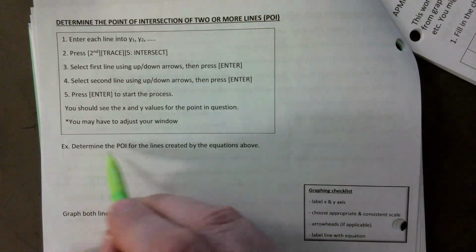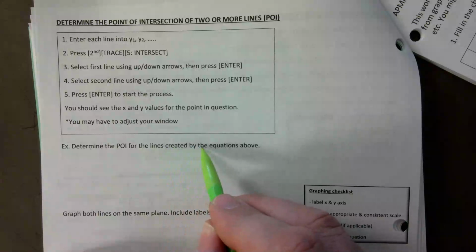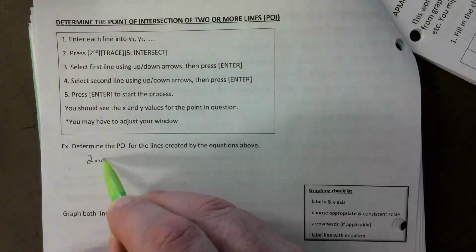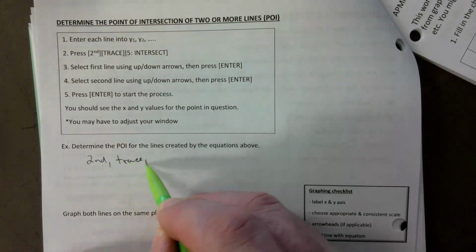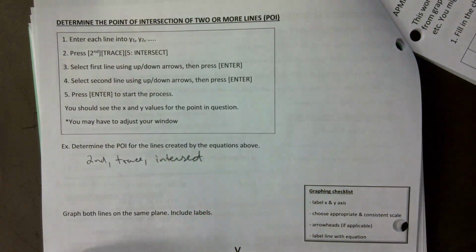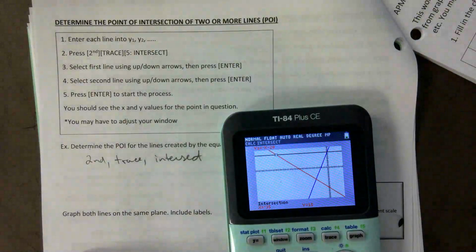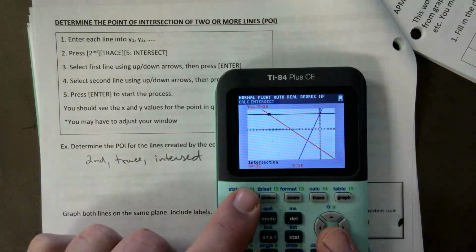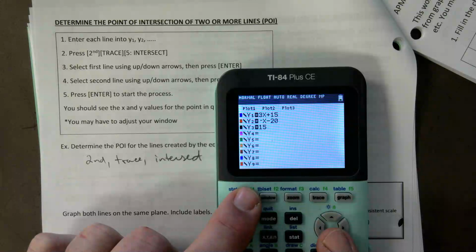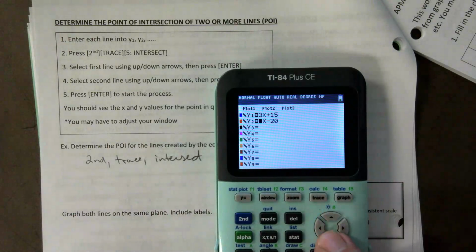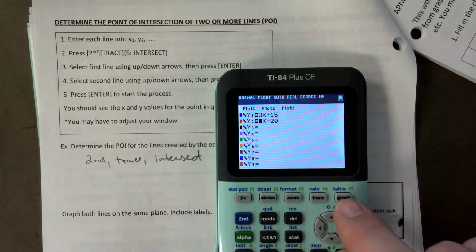Okay, so determine the point of intersection for the lines created by the equations above, the ones we just did. All I need you to say is do this: second trace, intersect. We're going to find where they meet. Use your calculator. Make sure you follow along on this one. I'm going to go to y equals and get rid of the last one, the 15. I don't need it anymore. It's just these two equations here that I want to see. Hit graph one more time.